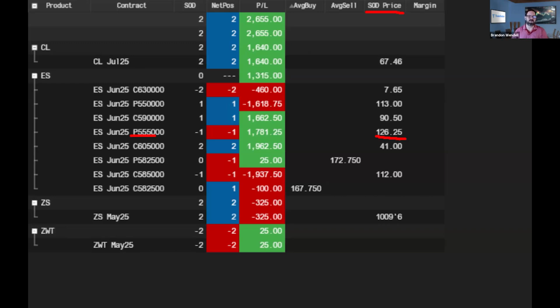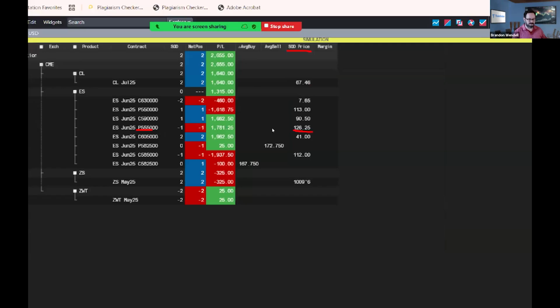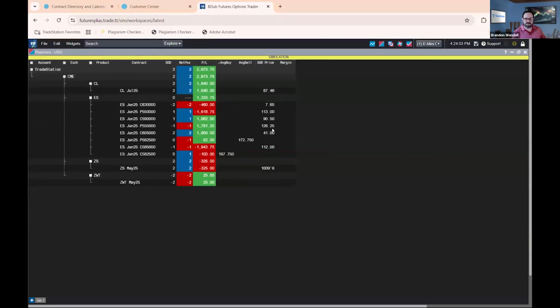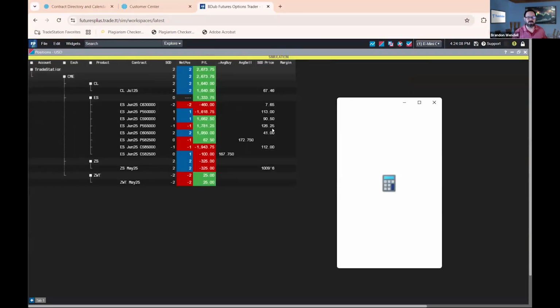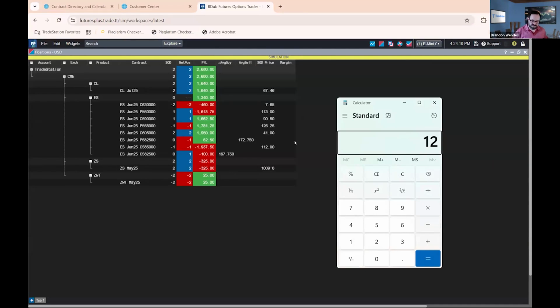So what we have to do when we're trading options is multiply whatever number you see there by the point value of the underlying security. So the underlying security is the ES, and that's $50 per point. So I actually sold that. Let's see here. Do I have a calculator still open? Nope, I do now. So 126.25 times 50, I sold that for $6,300, 6,312.50 if you want to be exact.